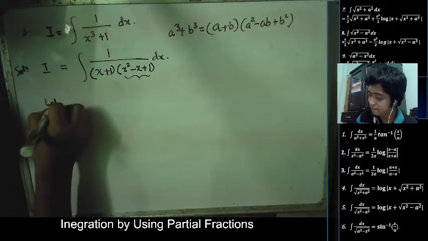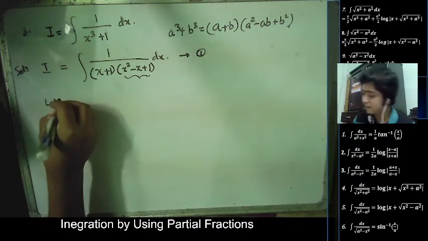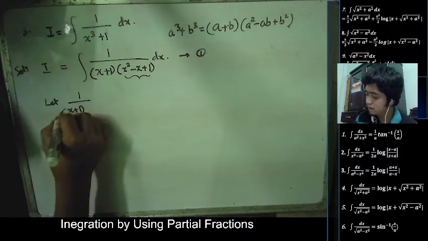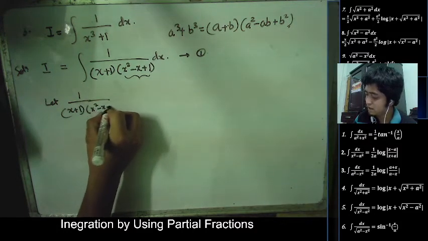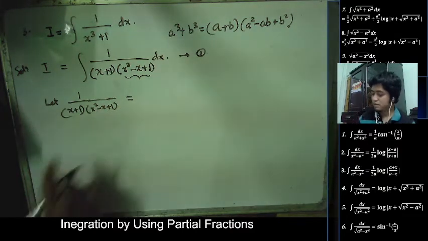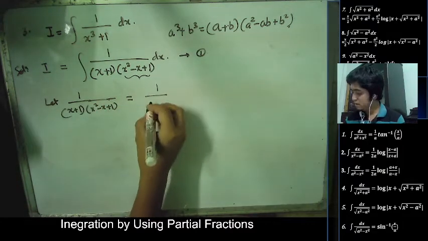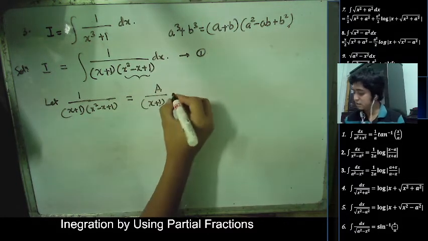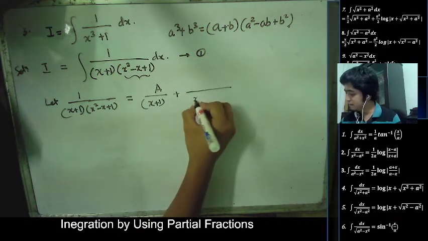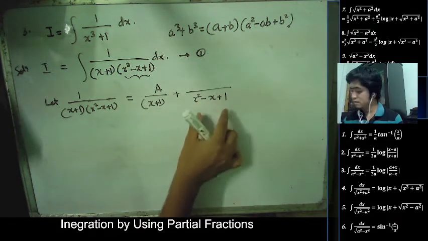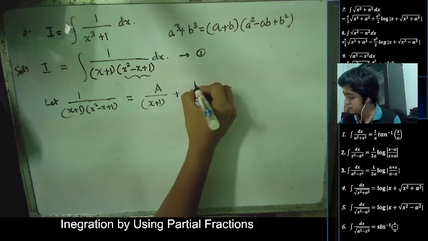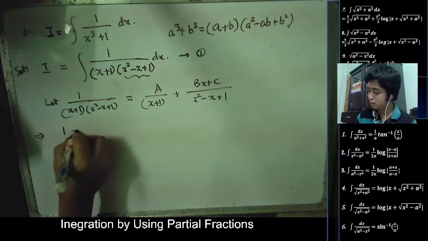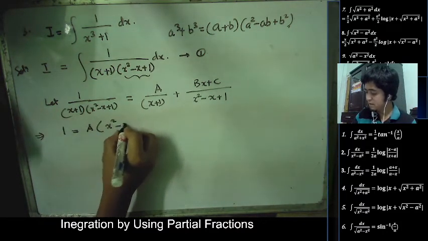Okay, so now this jumps directly to this step. 1 upon x plus 1, x squared minus x plus 1. So this one will be equal to A, because over here it is linear, so over here will be a constant. Now you are having this quadratic. This is a quadratic, so over here will be bx plus c. Again, the same step, multiply by this denominator, you will be having this.